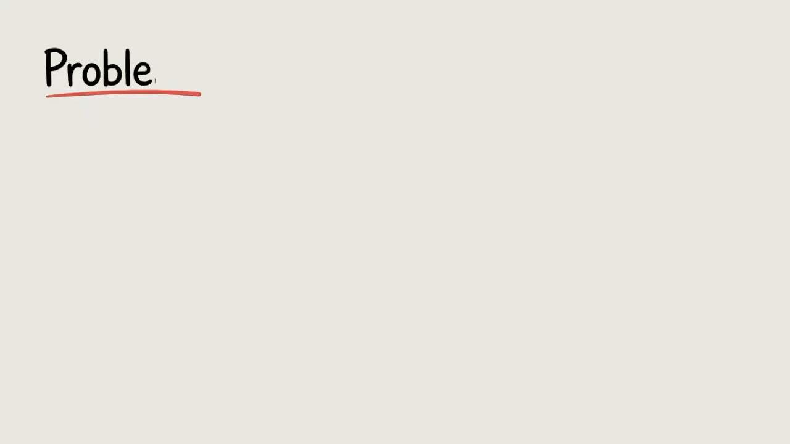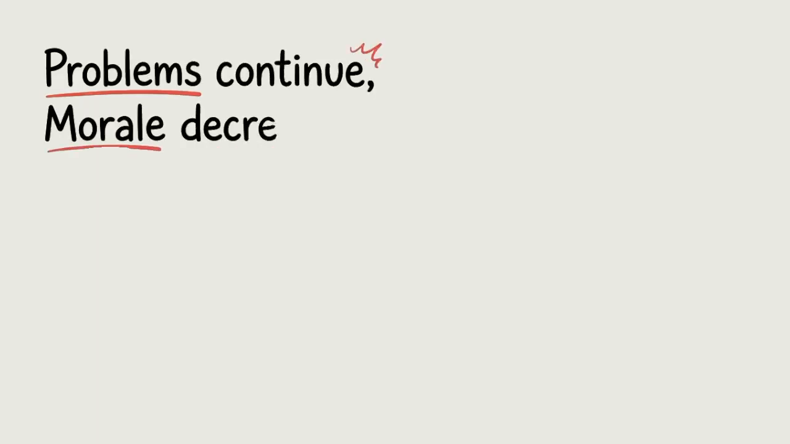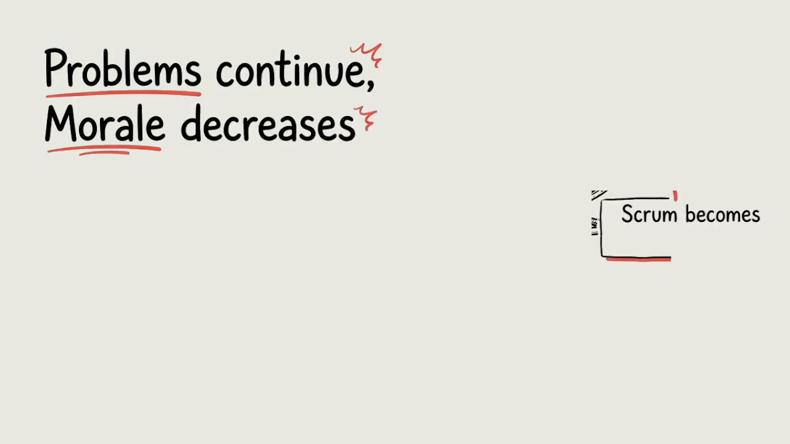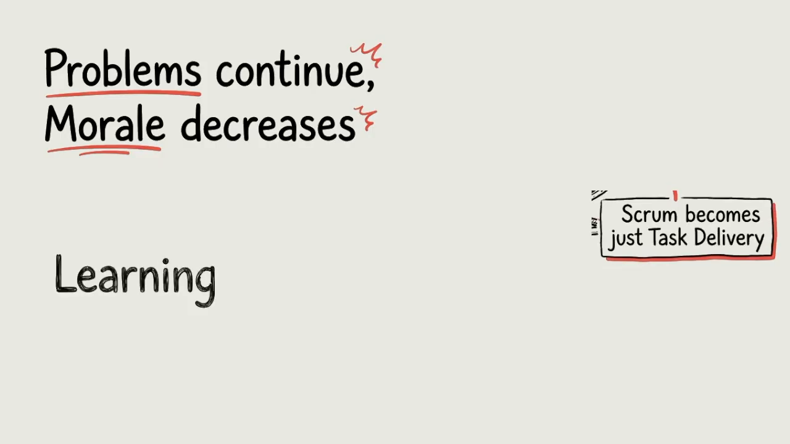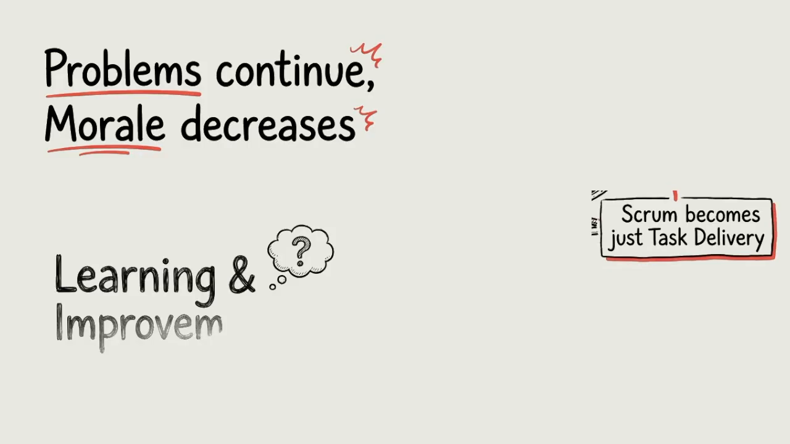If a team does not conduct sprint retrospective, problems continue, morale decreases, and improvement stops. Over time, Scrum becomes just task delivery instead of a framework for growth and excellence. The team delivers work, but learning, collaboration, and continuous improvement slowly fade away.